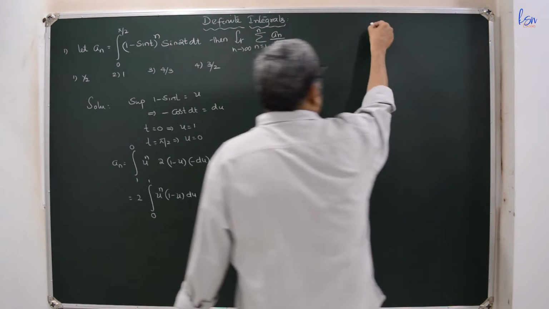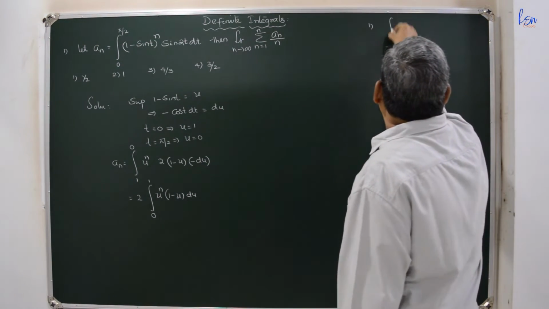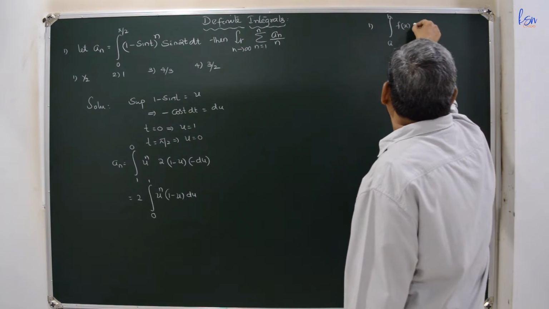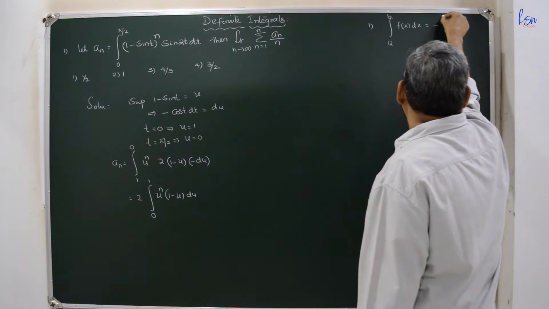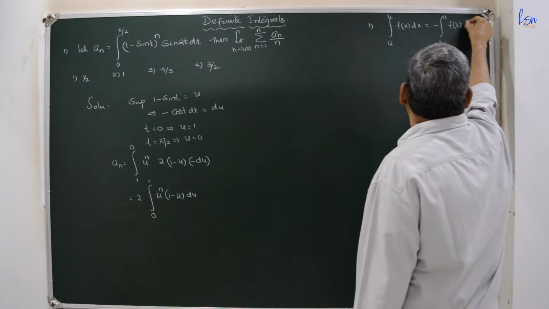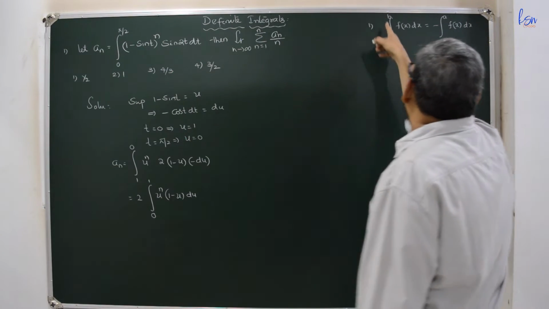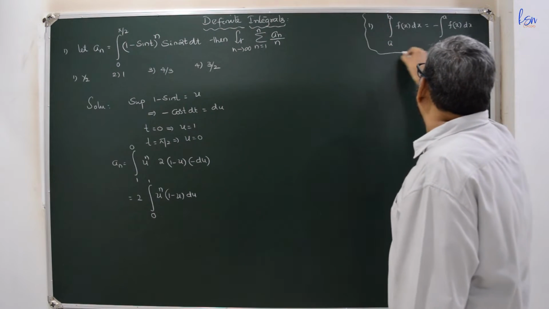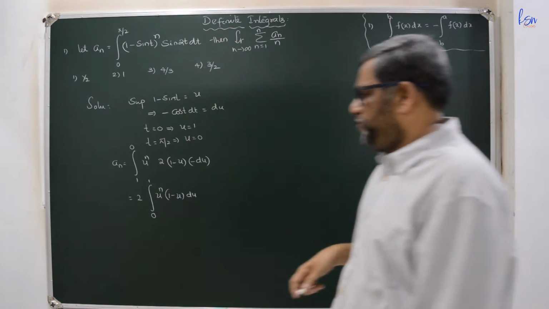Here is the formula. Integral a to b f(x) dx is equal to minus integral b to a f(x) dx. When you interchange the limits, that is the upper limit to the lower and the lower limit to the upper, you will find a negative sign before it. This is one of the formulae which we made use of here.